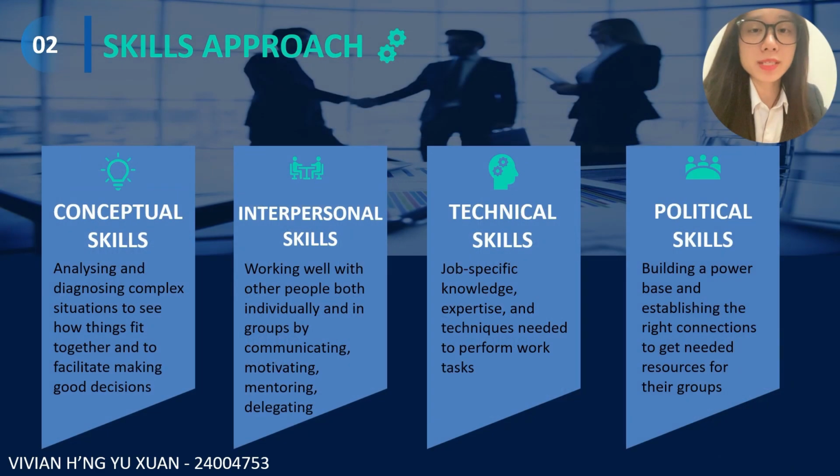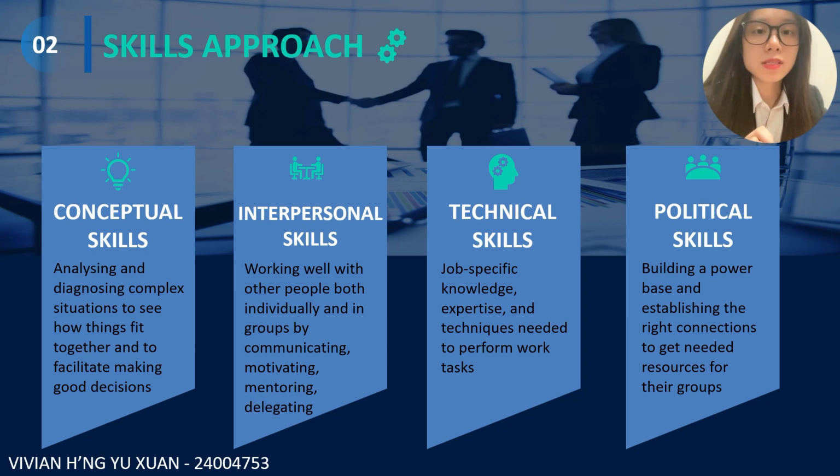Alright, the last approach is skills approach. So, today we will learn about 4 general management skills, including conceptual skills, interpersonal skills, technical skills, and political skills. Conceptual skills are essential for managers because they help with strategic planning, decision making, and problem solving. They allow managers to see the big picture and make informed decisions that benefit the organization.